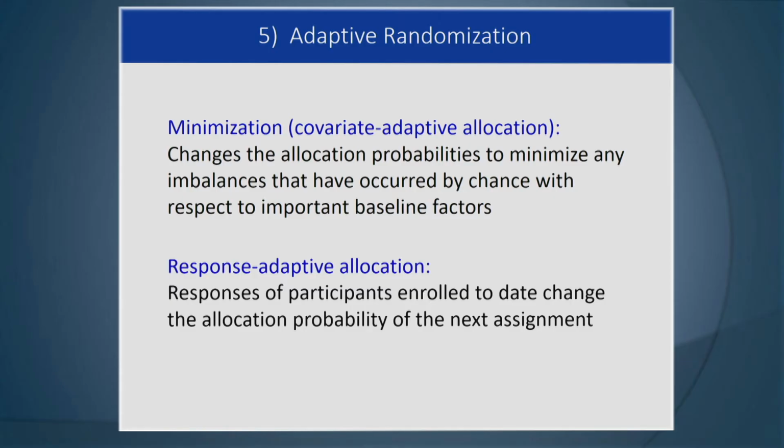And then there is the response adaptive allocation. Now remember, the first one is on baseline factors: sex, age, severity of disease, socioeconomic status, etc. In the response adaptive allocation, you are tweaking the probabilities based on their response, the outcome of the trial. So responses of participants enrolled to date change the allocation probability of the next assignment.